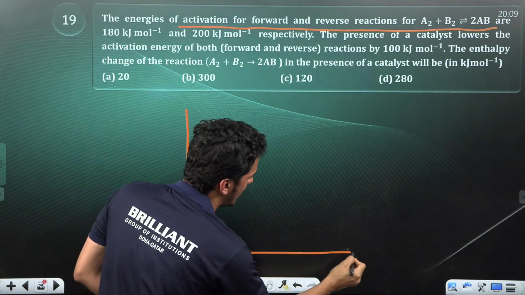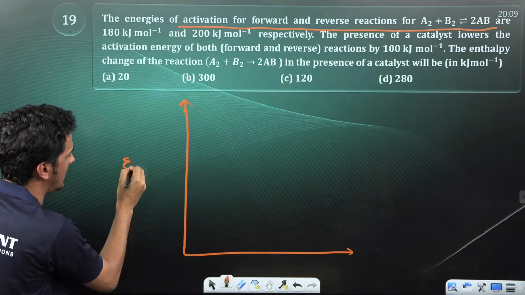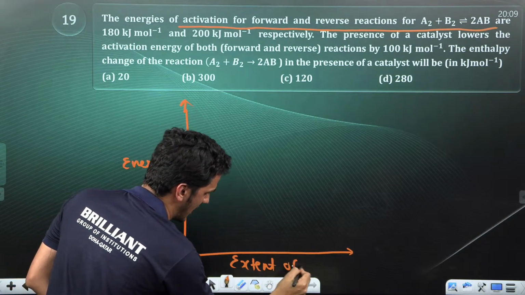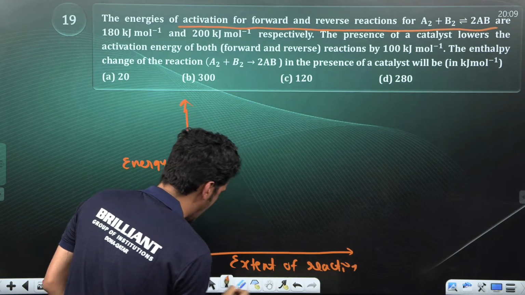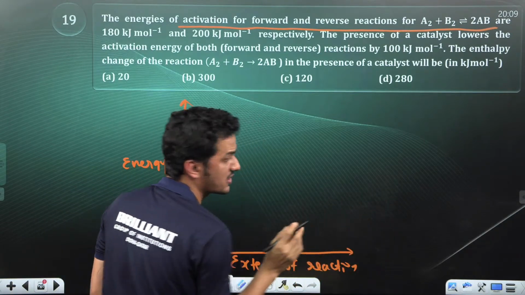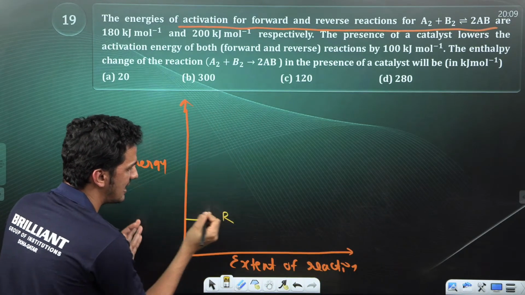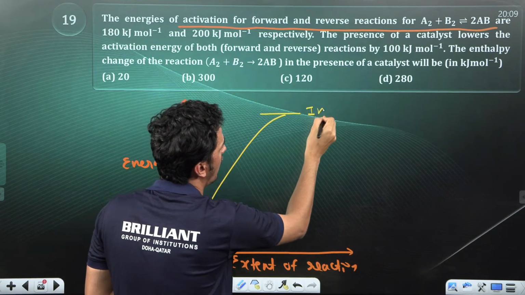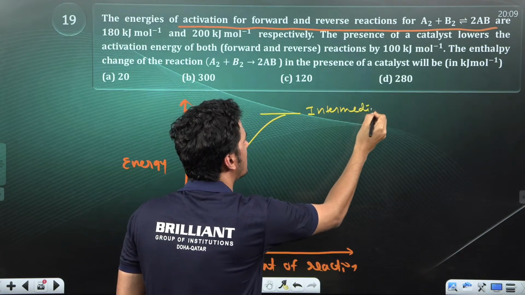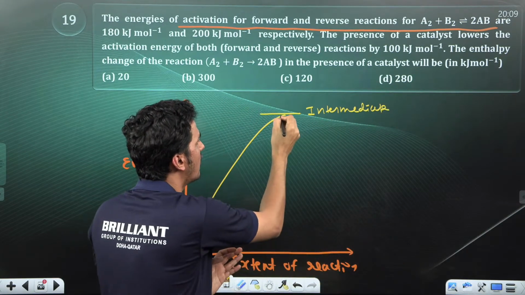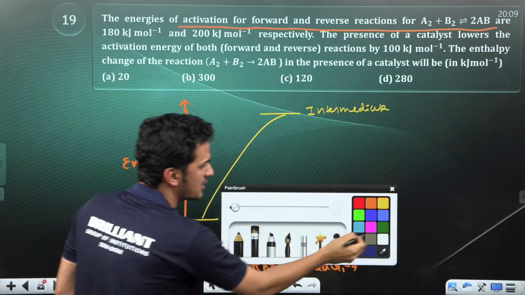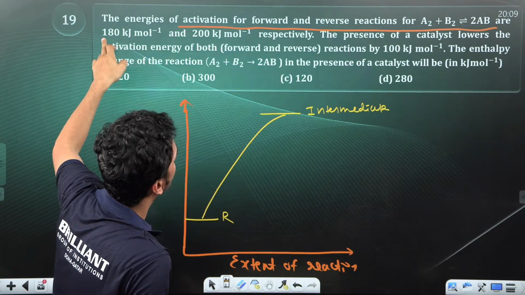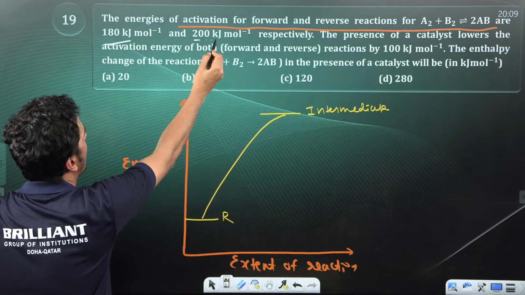Listen to me very carefully, guys. Here this is the energy and this is the extent of reaction. Once we are drawing an energy diagram, we must remember reactants are there. Those reactants will react to form an intermediate, or activated complex, we can say. Then they will form the product. Here they are telling, listen very carefully, that the reaction is reversible. So first I am going to the intermediate. They are telling the activation energy for forward is 180, backward is 200.